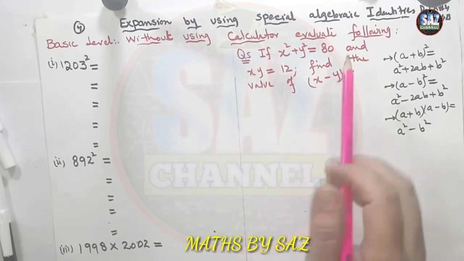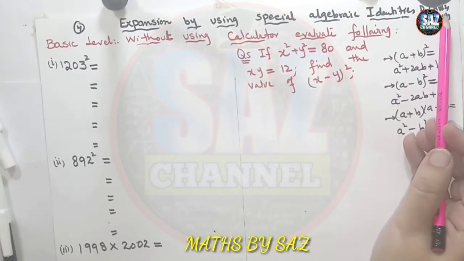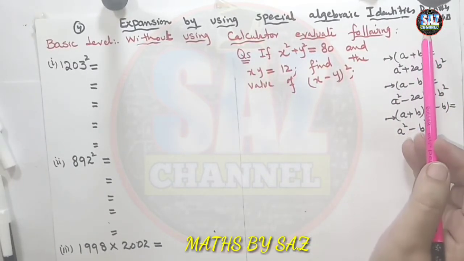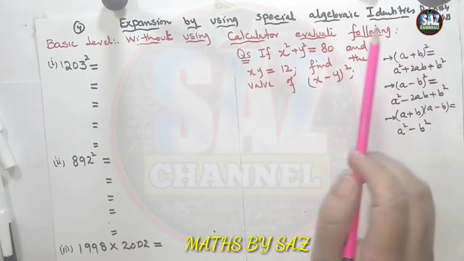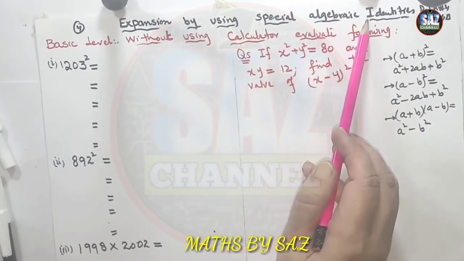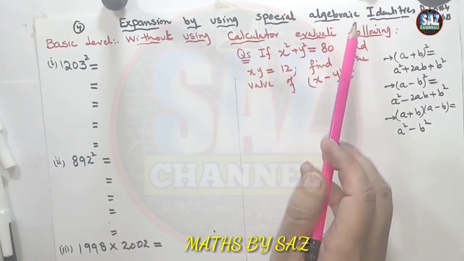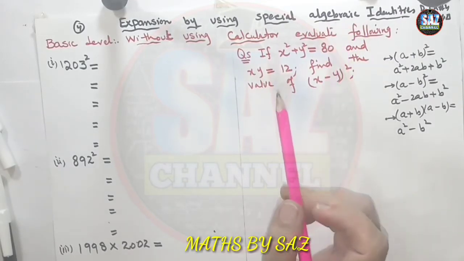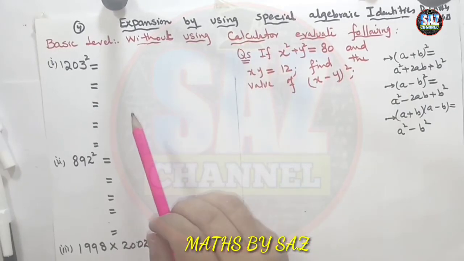And welcome to Maths by SAS. This is my fourth lesson of D2 chapter number 4 exercise 4b, that is about expansion by using special algebraic identities. Today we are going to learn how to apply special algebraic identities on bigger numbers. Let's move to the question.